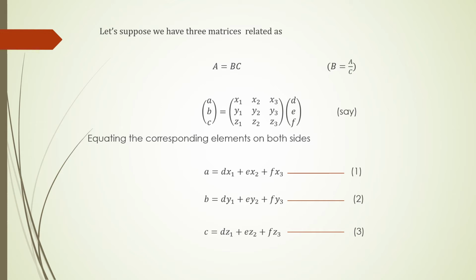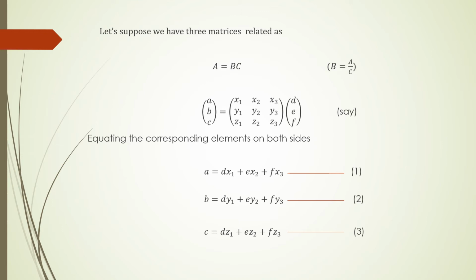Well, that's easy to see. According to the rules of matrix multiplication, the number of columns in the first matrix must be equal to the number of rows in the second matrix. And also the order of the product matrix is equal to the number of rows of the first matrix cross the number of columns of the second matrix. Using these things, we can easily see that the matrix B is a 3 cross 3 matrix. So let's suppose the matrix B is equal to x1, x2, x3, y1, y2, y3, and z1, z2, z3.